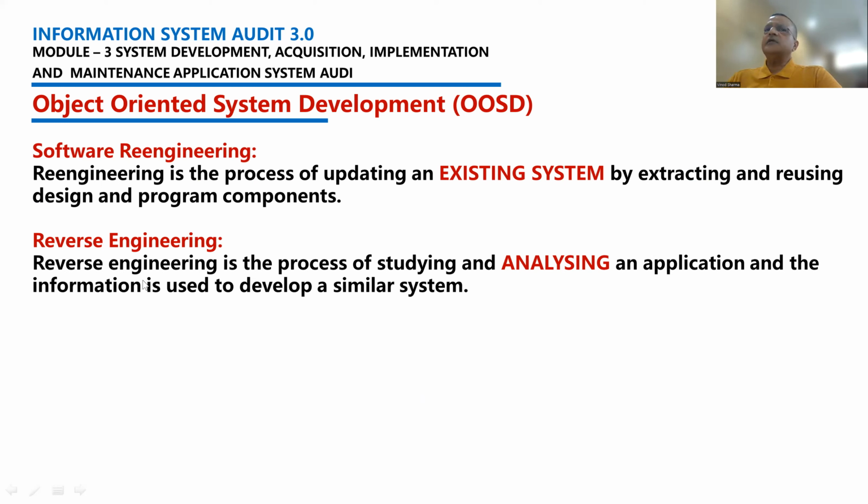But reverse engineering is the process of studying and analyzing an application and then using that information to develop a similar system. Reverse engineering means I understand how things are working for a particular application. I analyze how it must have been developed, and then based on that information, I try to develop another similar system with slightly different functionality.